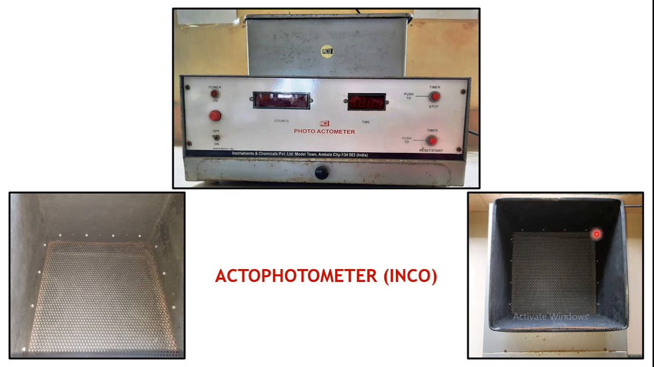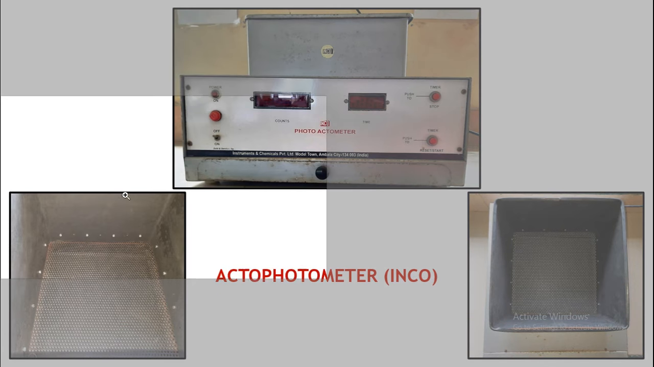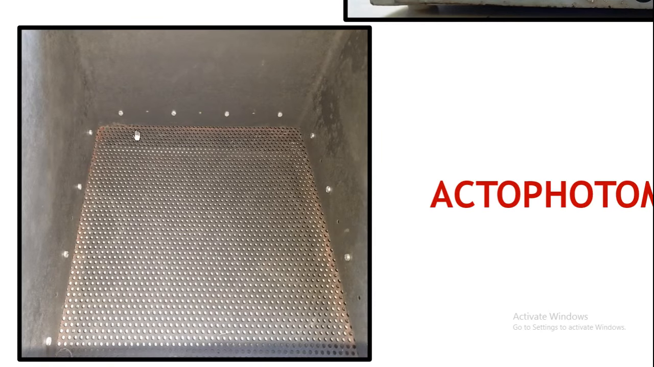Now this is how the actophotometer looks. This is a top view. Okay, so this is how the activity cage will look. Let us have a closer look at this particular activity cage. You can see that there are small openings over here on this wall, and exactly at the same place on the opposite wall there are openings also.